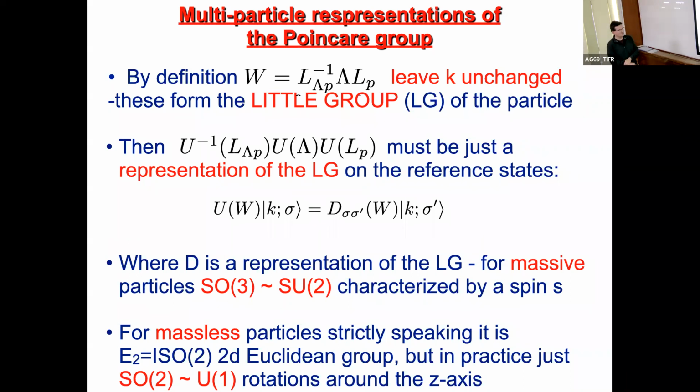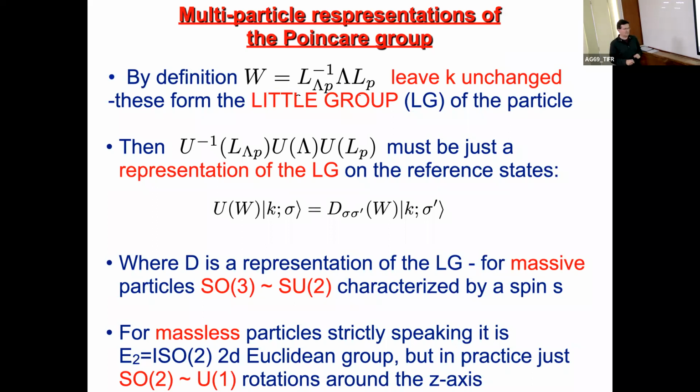Okay, now for massless particles, there is a little subtlety. It turns out that if you strictly speaking calculate what the little group of that reference momentum k = (0, 0, E, 0, 0, E) is, it's actually what is called E2, a two-dimensional Euclidean group. So it's not just SO2. It contains rotations and translations in a two-dimensional plane. That's why it's called E2. It's the transformation of the two-dimensional plane.